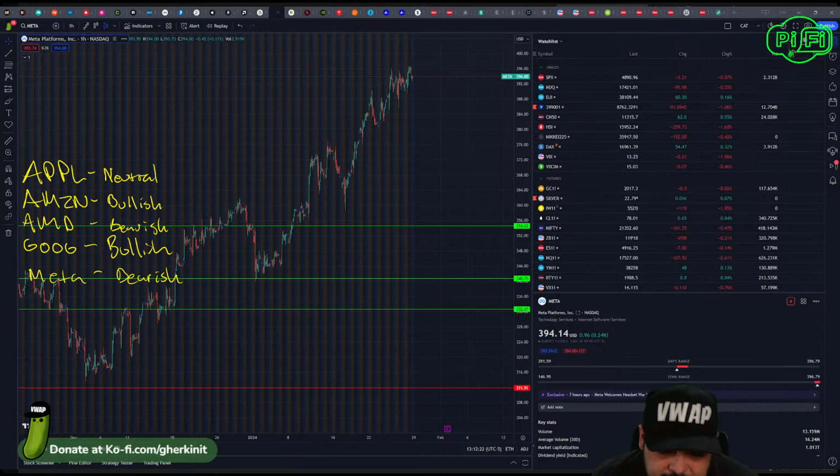Part of the reason is calls are extremely expensive on Meta, very very expensive. But like I said, if Google does well, they'll be willing to buy them.